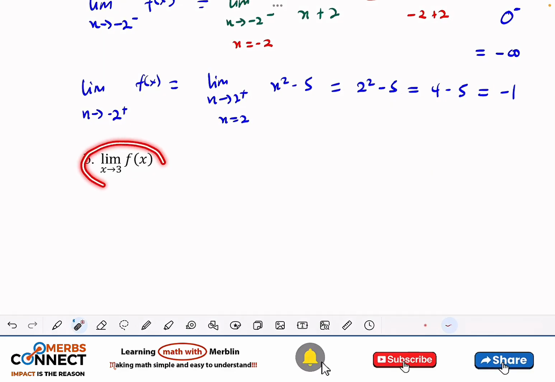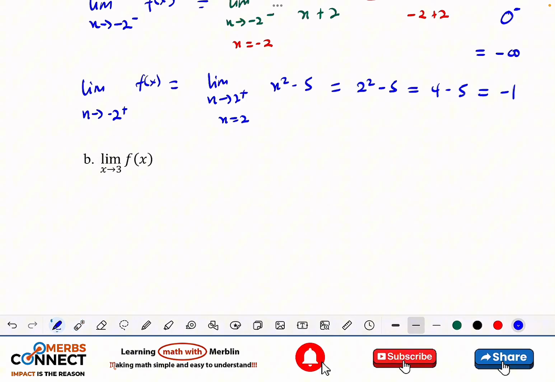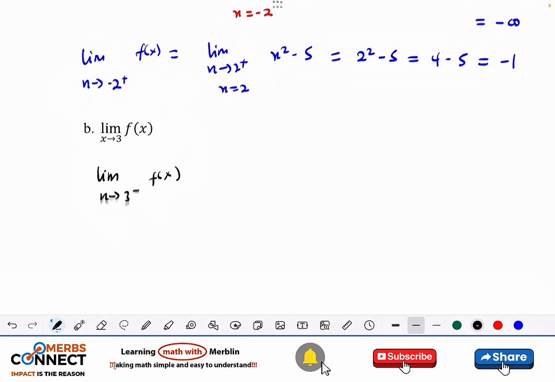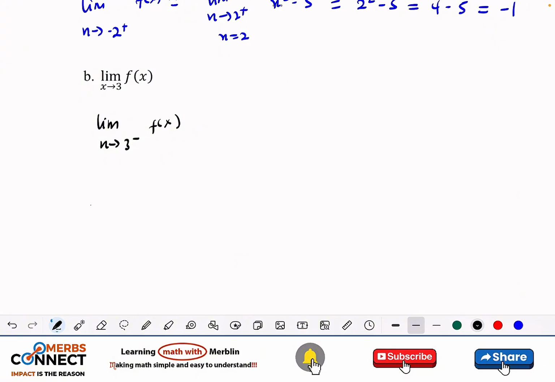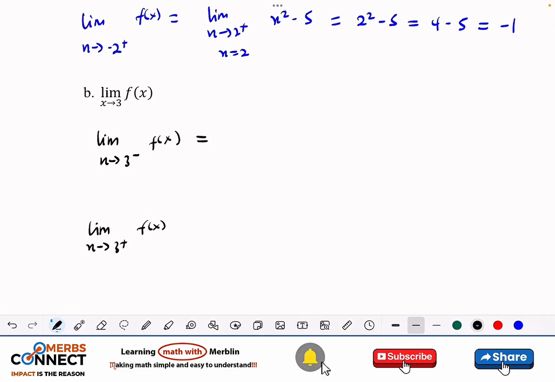Last one before we get to the trial example is we want to do this. So same idea, we need to look for the limit as x approaches 3 from the negative side of f of x, and then we also need to look for the limit as x approaches 3 from the positive side of f of x. So which function are we going to use for this?